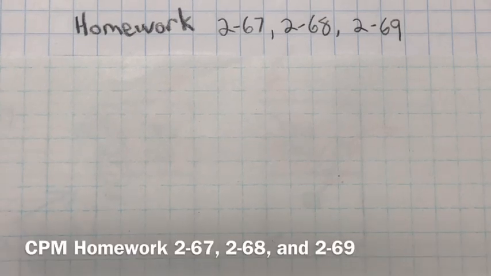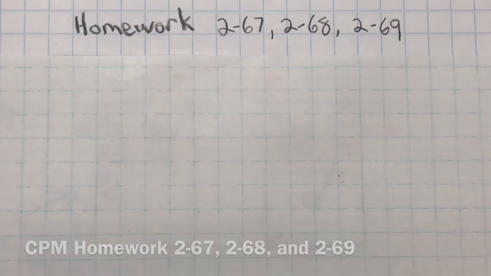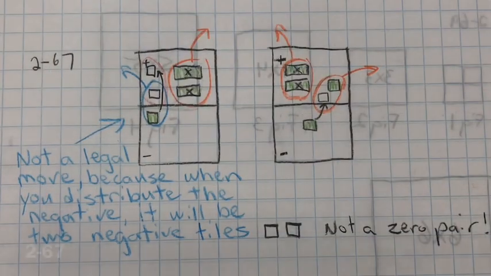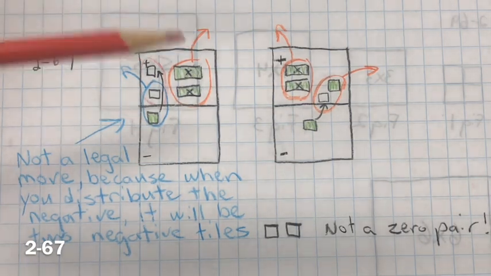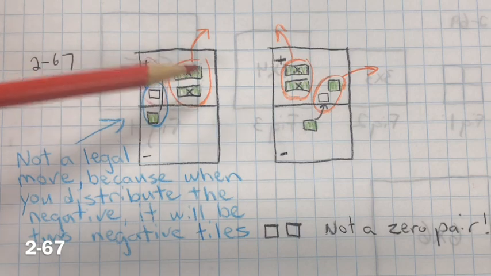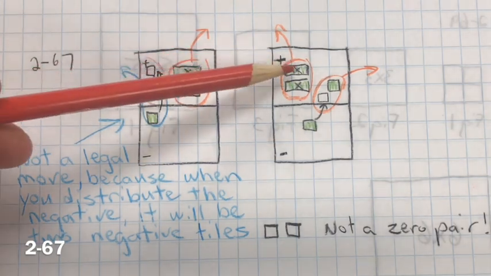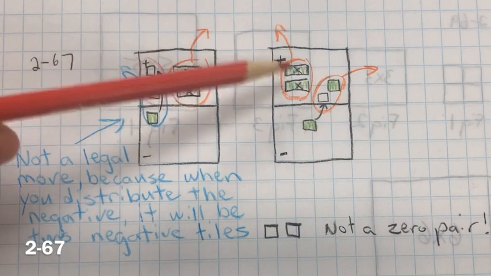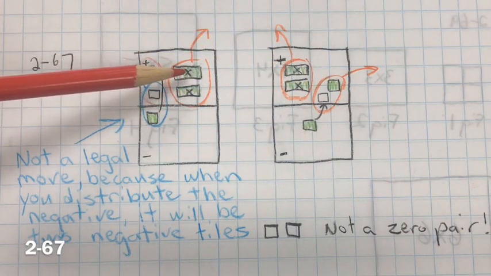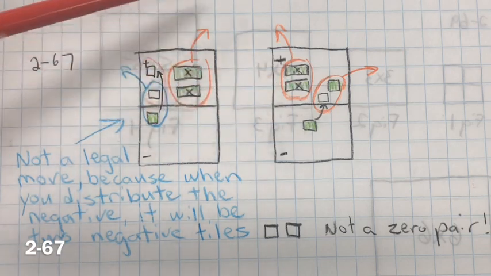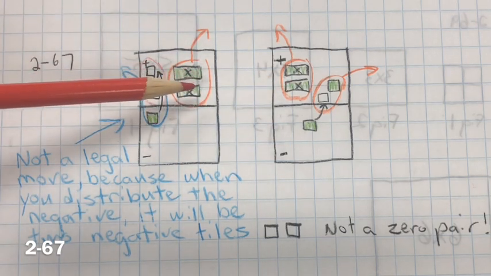This is the homework for 267, 268, and 269. For number 267, Sylvia simplified the expressions on the expression mat. Some of her work is shown. Are all of her moves legal? So if you look here, x, x, x, and x, this is a legal move because they are equal value. They're the same tile. So identical tiles you can remove from the expression comparison mat.